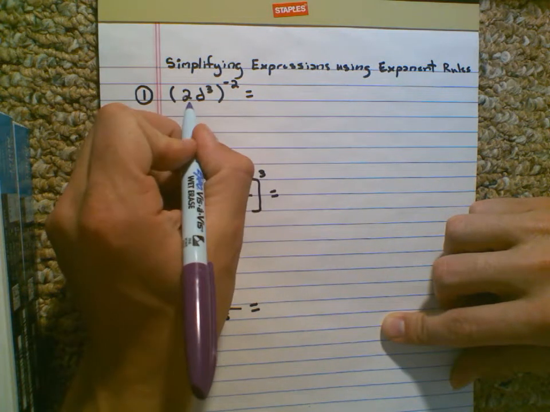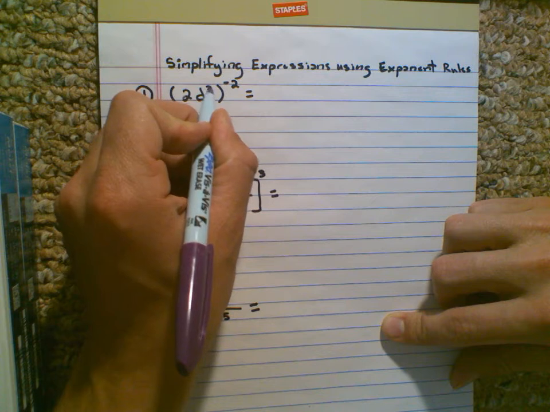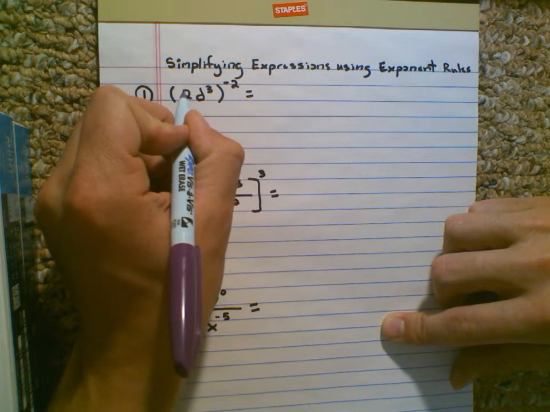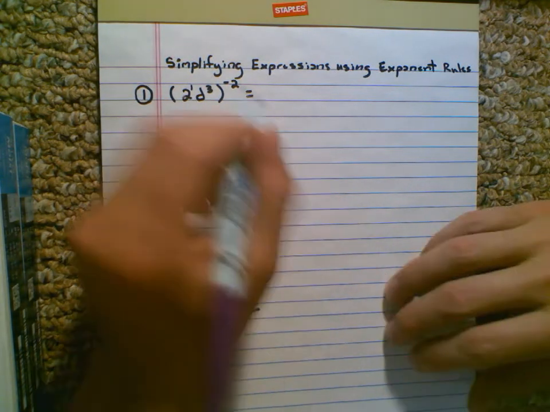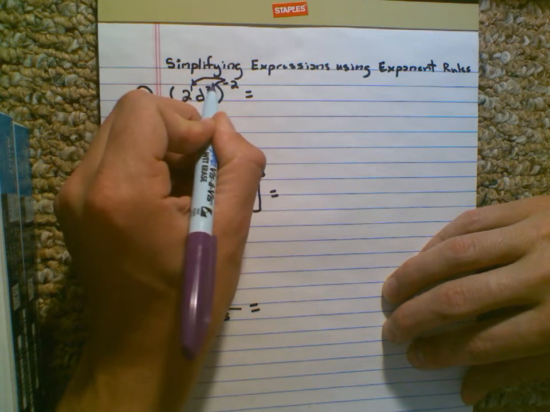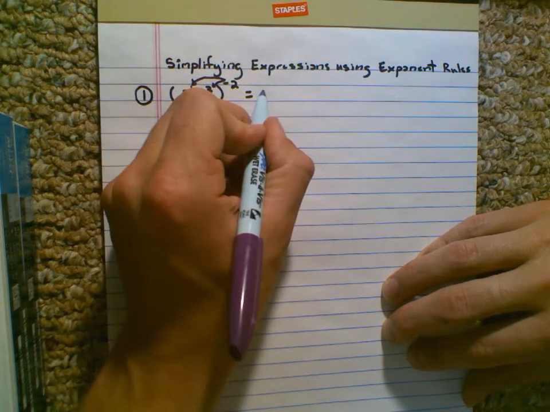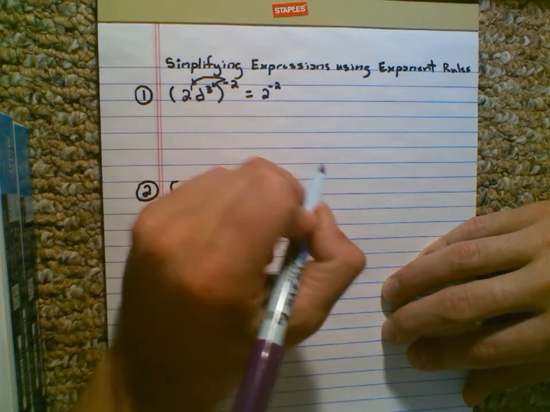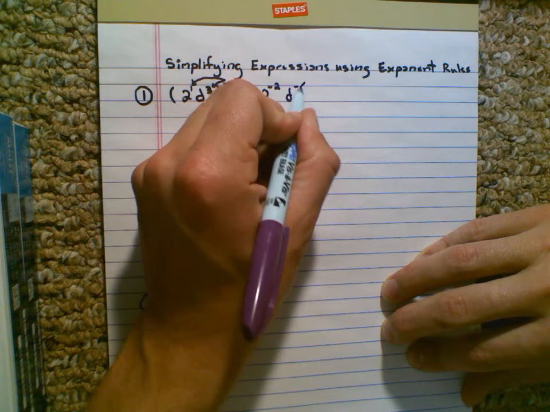Notice I have two bases in here. 2's a base and d's a base. I know the exponent on the d, it's a 3. I need to know the exponent on the 2. Anytime you have a base that's alone, it's really got an exponent of 1 on it. So when I raise a power to a power, I'm multiplying the exponents together. So I'm taking 1 times negative 2, which is negative 2, so I get 2 to the negative second power. And then I'm taking 3 times negative 2, which is negative 6, so I get d to the negative sixth power.